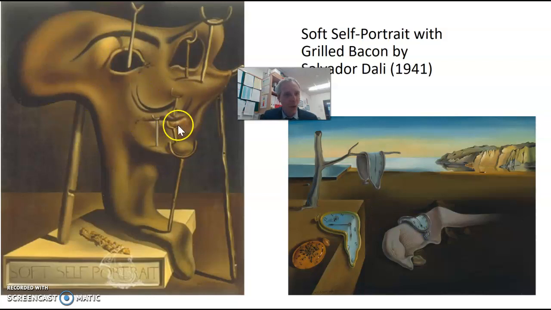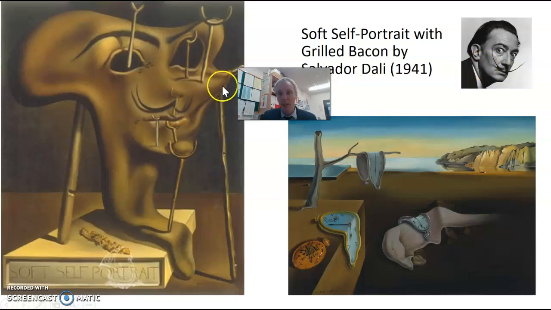I don't really know what this is, but I can recognize it as Salvador Dali. If I show you a picture of him, there he is. You can see he's got his trademark moustache and these dark arched eyebrows. Maybe you could do something really unusual and creative with your self-portrait.